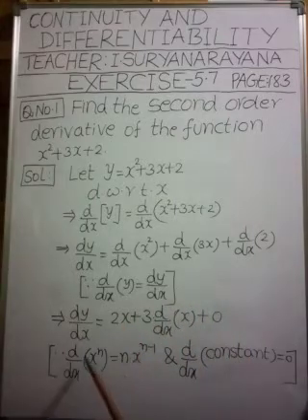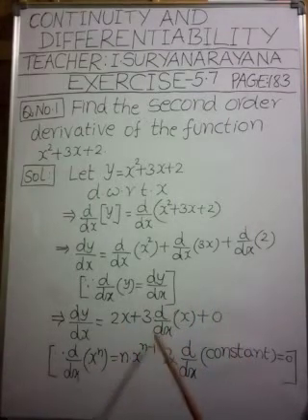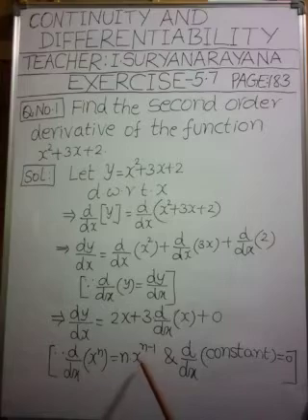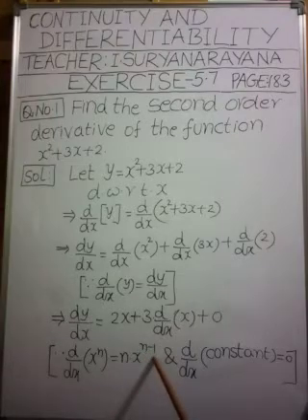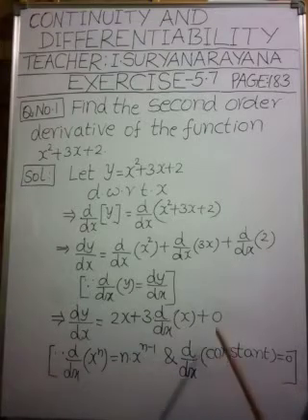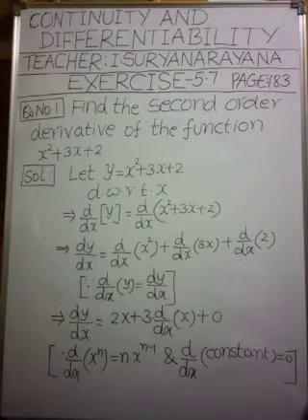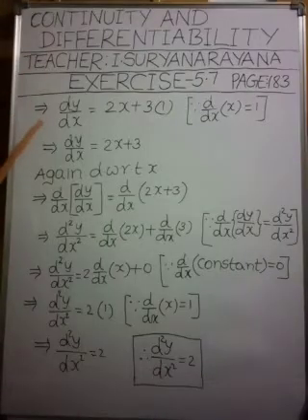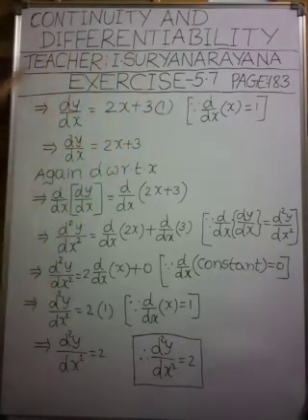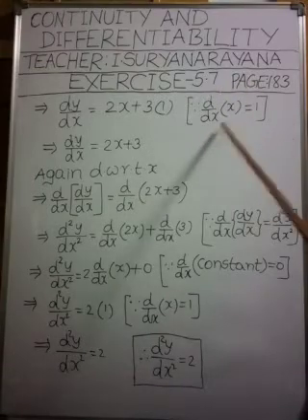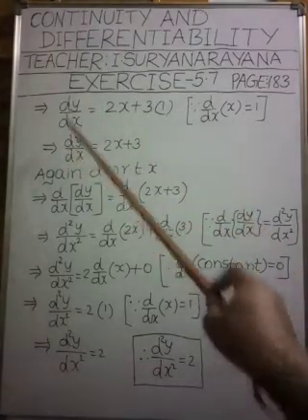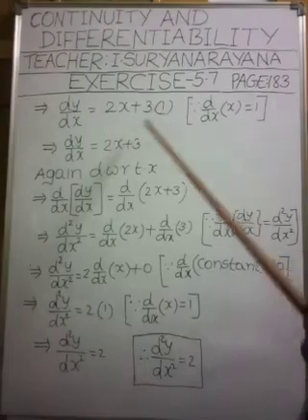I wrote the formulas which were used in this step. What are the formulas we used here? d by dx of x power n is equal to n into x power n minus 1, and d by dx of constant is equal to 0. We used these two formulas in this step. Understood, my dear children? This implies dy by dx is equal to 2x plus 3 into 1, because d by dx of x is equal to 1. Understood this step? This implies dy by dx is equal to 2x plus 3.